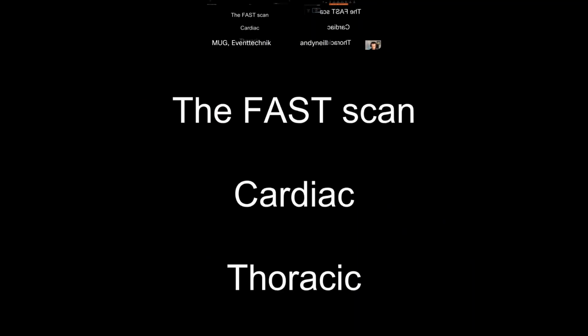Let me go back one. Okay, we're going to cover the anatomy relevant to the following three modalities of point of care ultrasound. We're going to talk about the FAST scan, the focused assessment with sonography in trauma. We're going to talk about cardiac ultrasound or echocardiography, and we're going to talk a little tiny bit about thoracic ultrasound as well, if we get time. So let's talk about the FAST scan first.